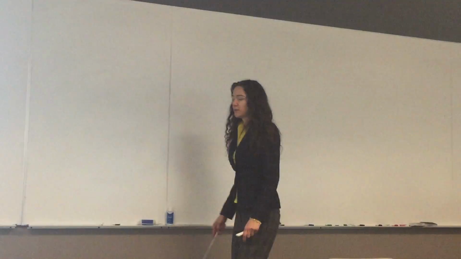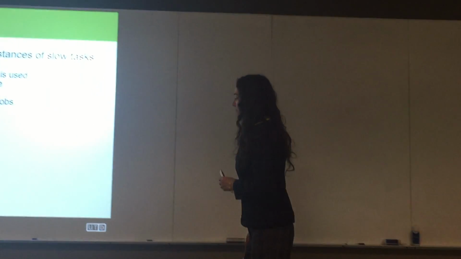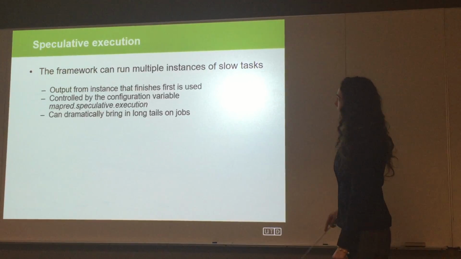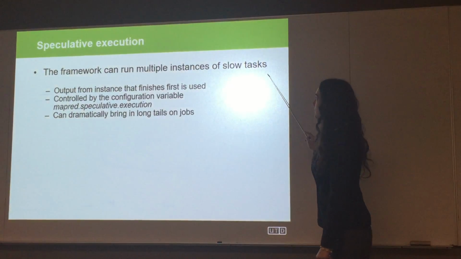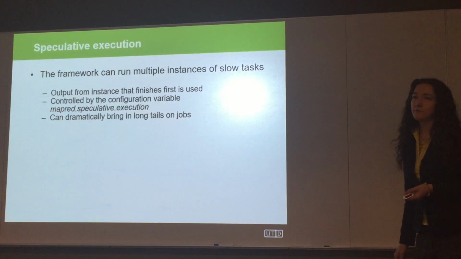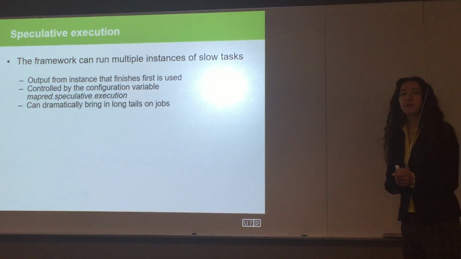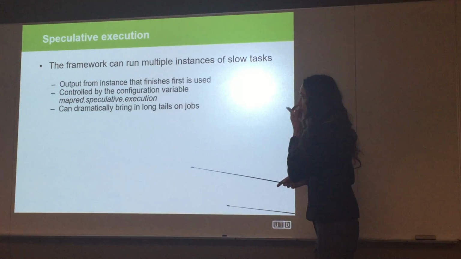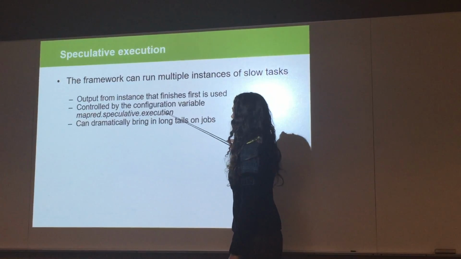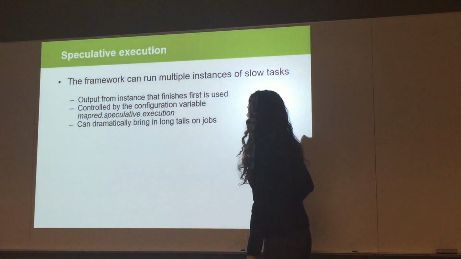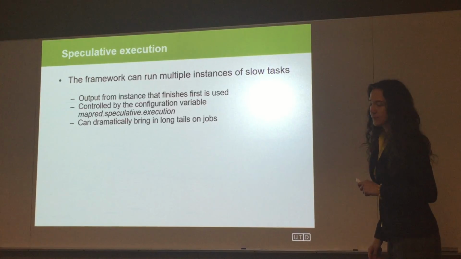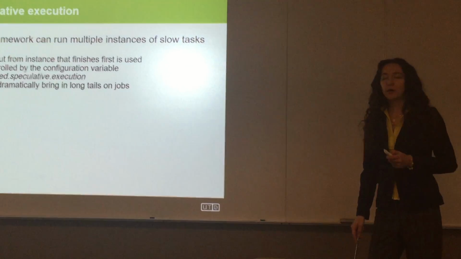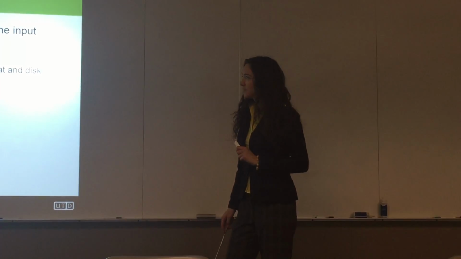We have seen combiners, counters, and compression. Other tools: if there are slow tasks, then we can run several copies of the same task together. If we want to do that, we can specify this in the configuration and say speculative execution. If a task starts running very slow, we will have multiple copies of the task running.